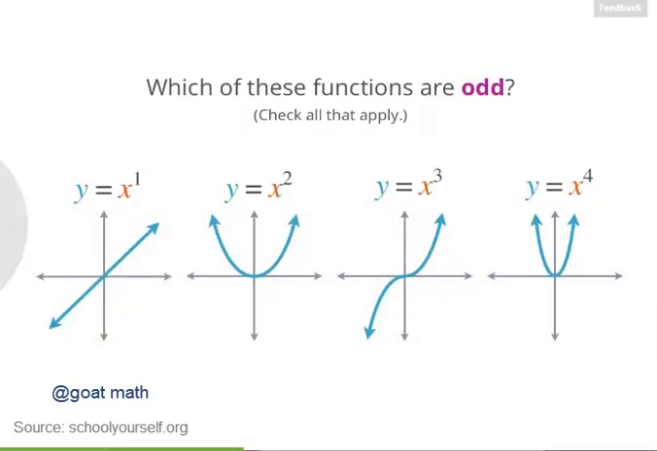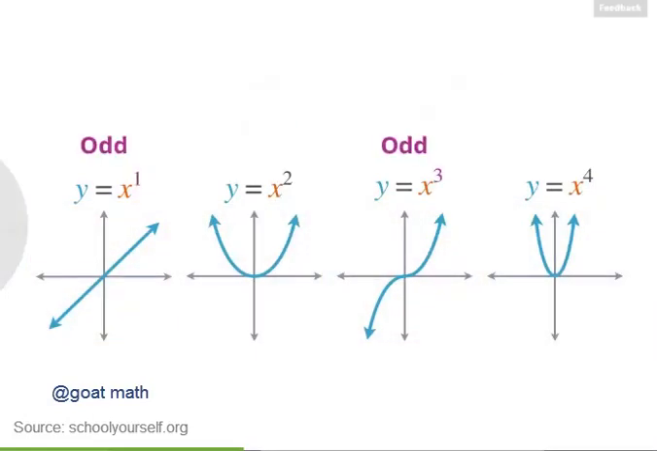Exactly. When x is raised to an odd power, like 1 or 3, you get an odd function. So that's why functions with this kind of rotational symmetry are called odd functions. And if you look carefully at the even powers, you'll see that they're even functions. Because even powers are symmetric across the y-axis, functions with this kind of symmetry are called even functions.